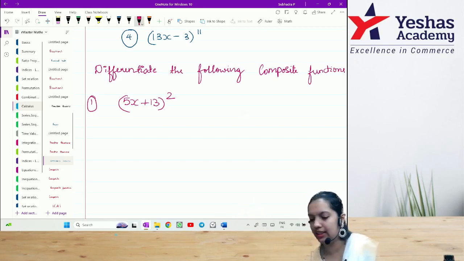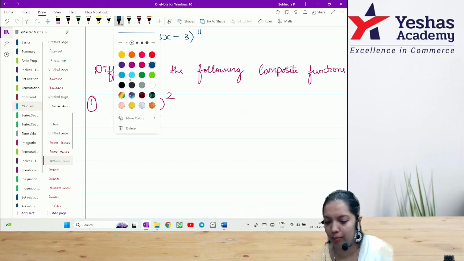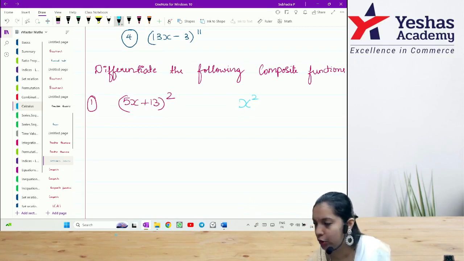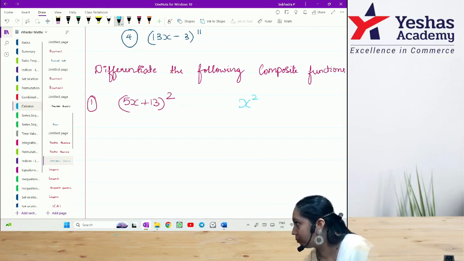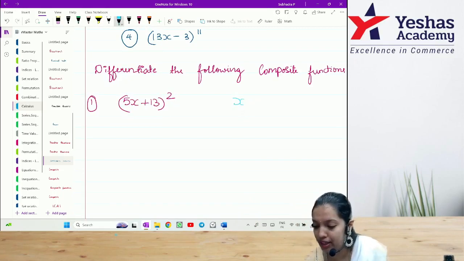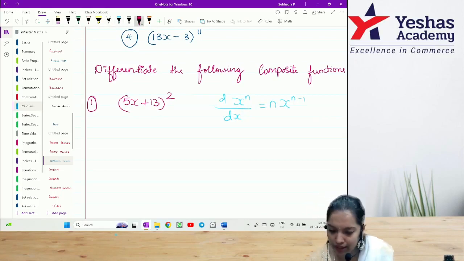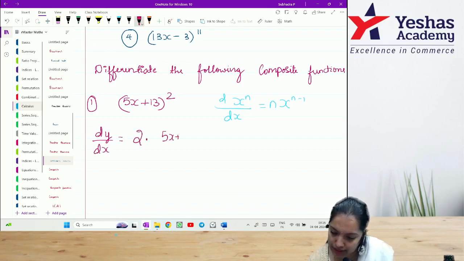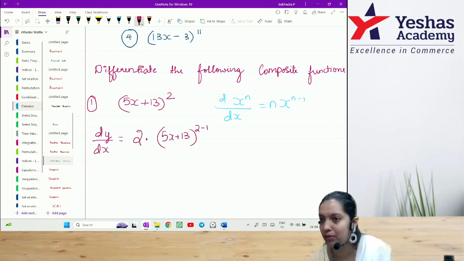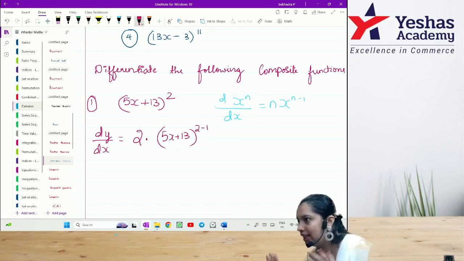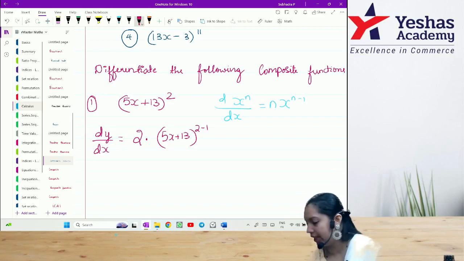Looking at the outer layer, doesn't it resemble your formula of x to the power n? How do you apply the x power n differentiation? Isn't it n into x power n minus 1? So I am applying the same thing. Derivative of y with respect to x is 2 into (5x + 13) to the power of 2 minus 1. This is how it looks in the outer layer.